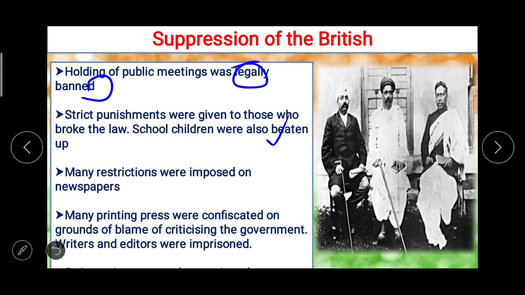इसका मतलब हमें यहाँ पे ये समझना है कि हमारी आज़ादी के लिए, अभी आप लोग जो ये हिस्ट्री पढ़ रही हो, आपके ही एज के बच्चों ने ब्रिटिशों से मार खाया है. This is the sentence. School children were also beaten up.